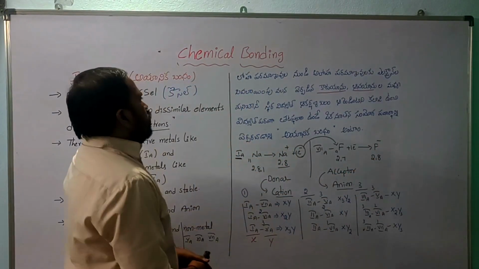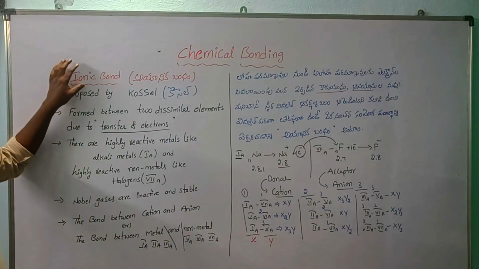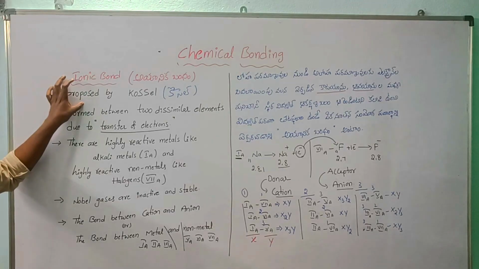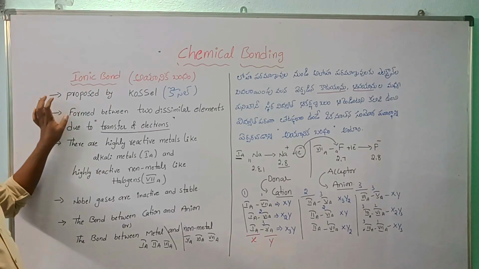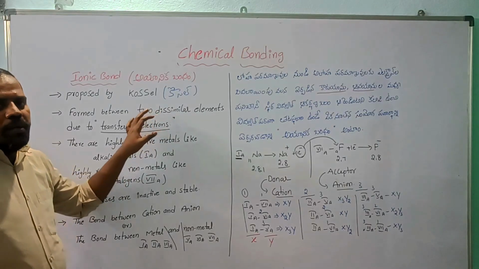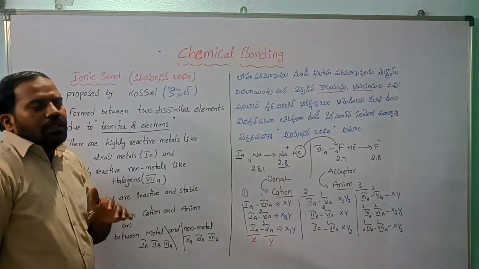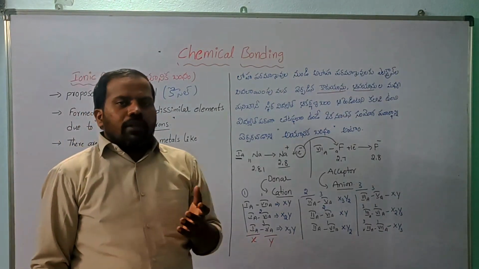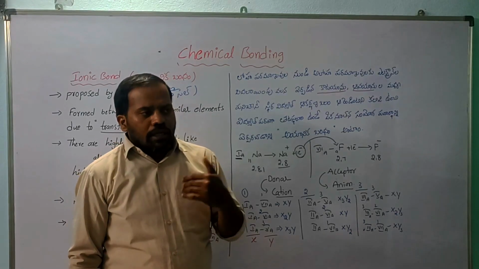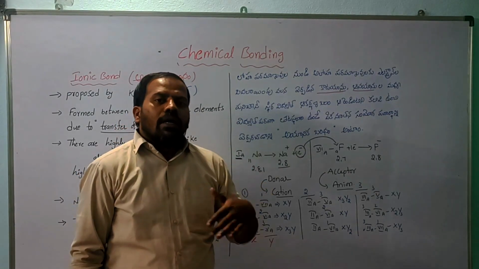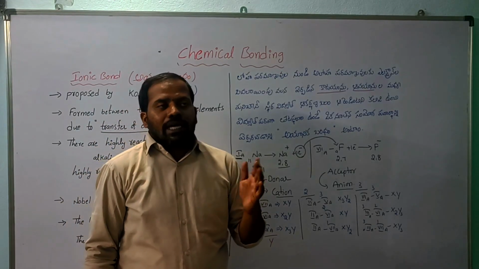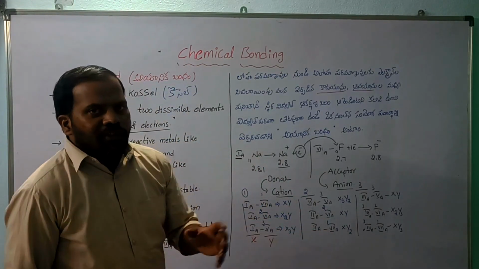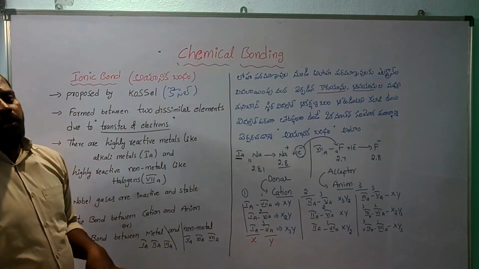Okay. So look at the definition once again. So ionic bond, it was proposed by Kossel. So the definition is the formation between two dissimilar elements by the transfer of electrons. The electron transferred between the two dissimilar elements, or the electron transferred between the metals and non-metals, or the bond formed between cation and anion. These are all the definitions we can write for the ionic bond.